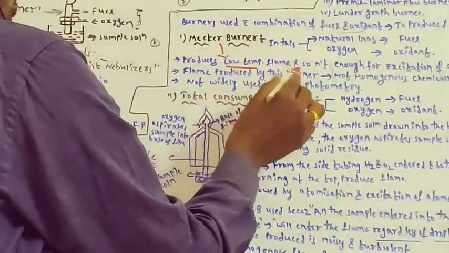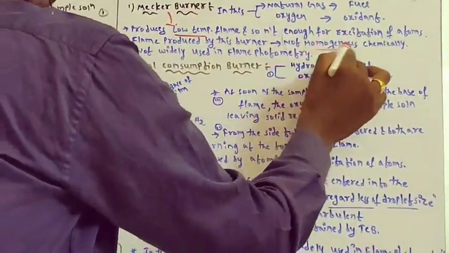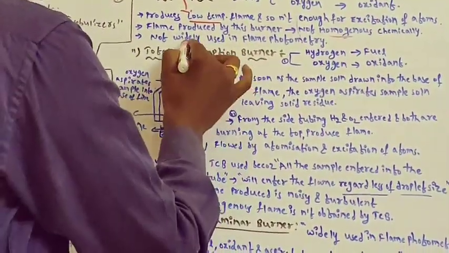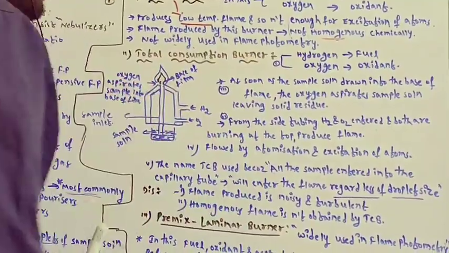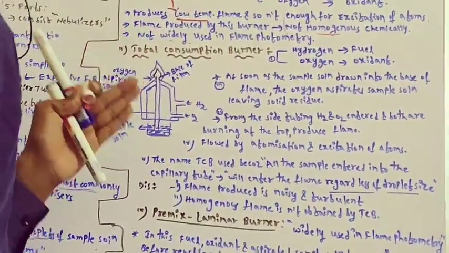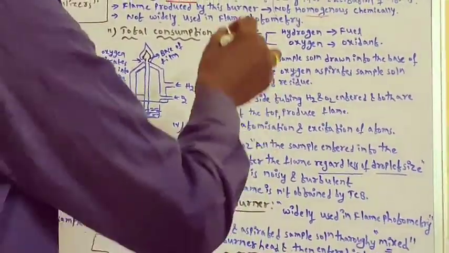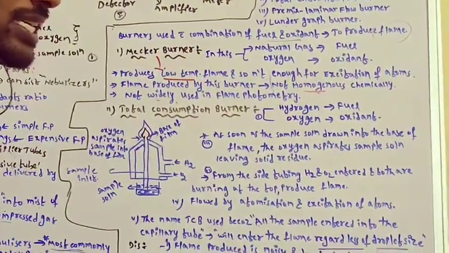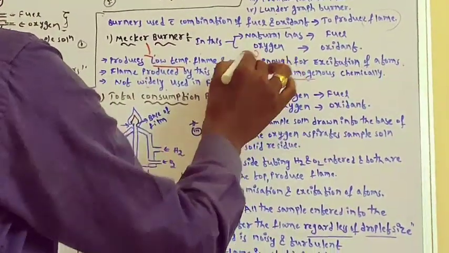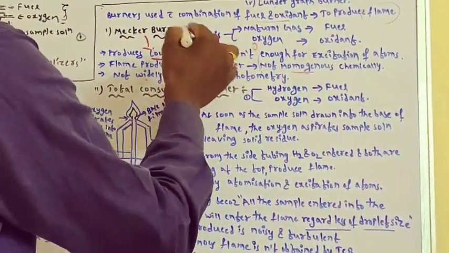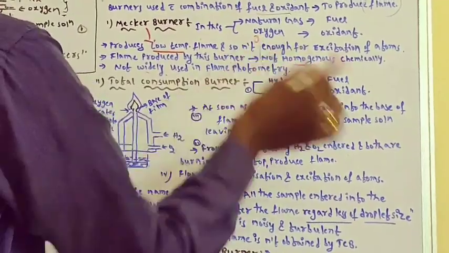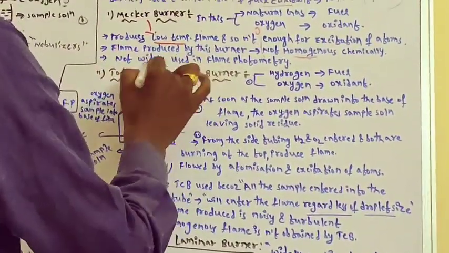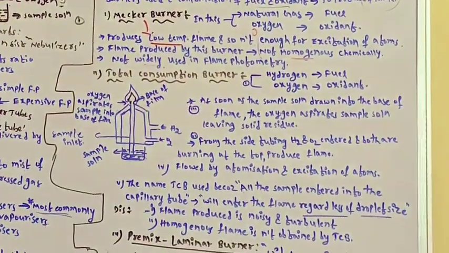The flame produced by this burner is also not homogeneous. So that's why it is not widely used in flame photometry. Mecker burner is not widely used because, first, the energy produced by this burner is not enough for the excitation of atoms. And second, homogeneous flame may not be produced. Because of these two reasons, Mecker burners are not widely used in flame photometry.